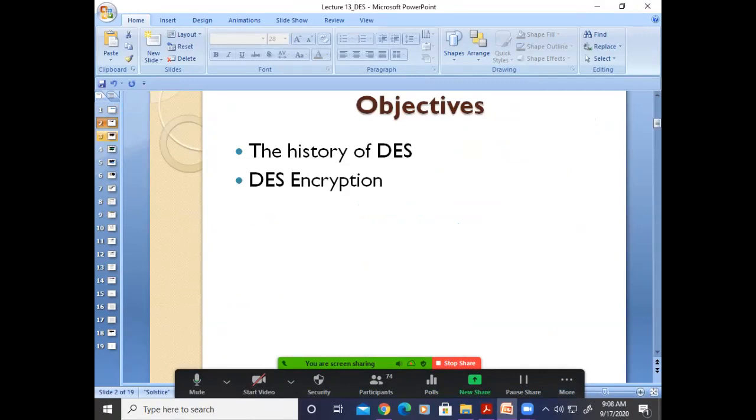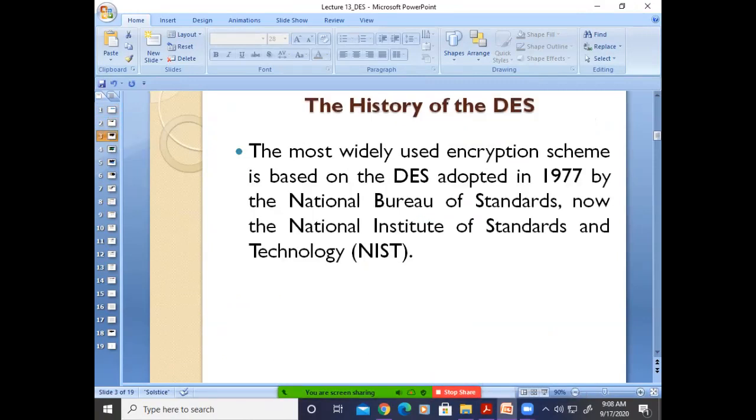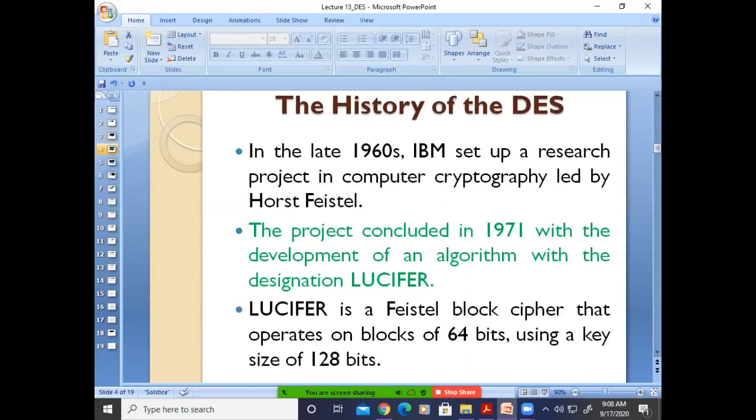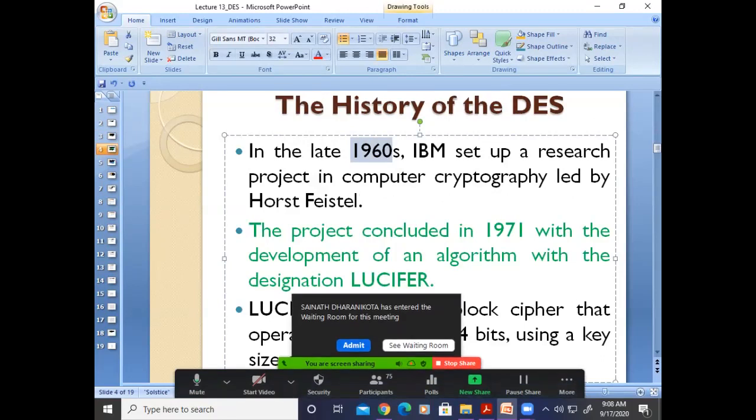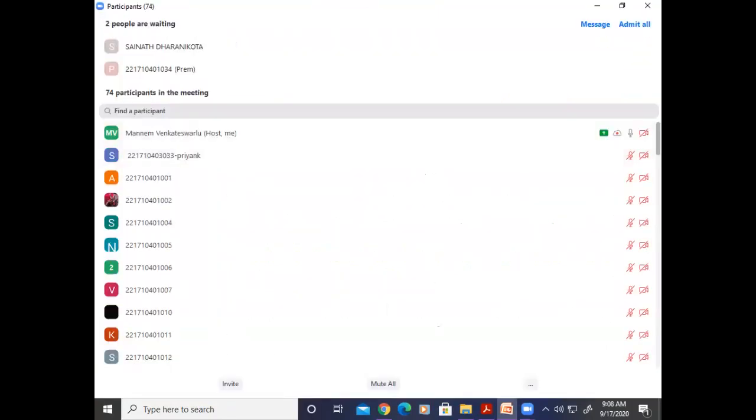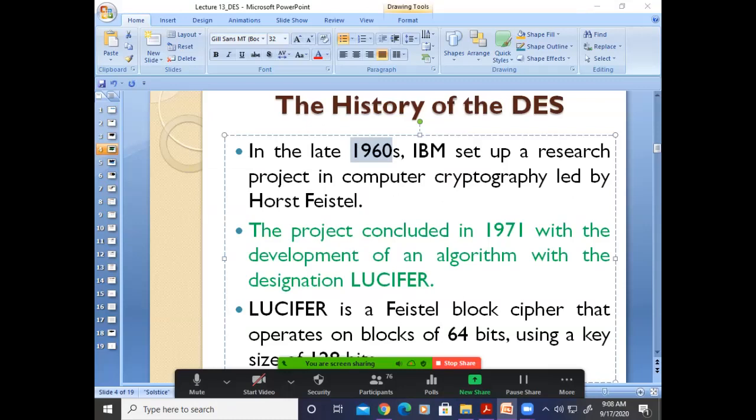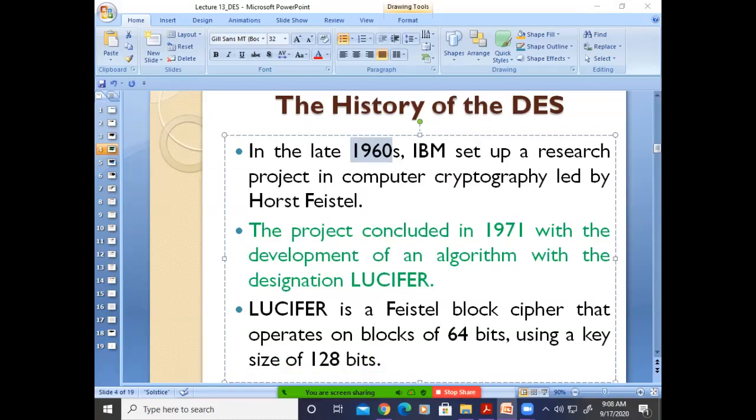So what does history mean? How it was developed. DES is the most widely used encryption scheme, which was adopted in 1977 by NIST, the National Institute of Standards and Technology. Initially in the 1960s, IBM set up a research effort led by Horst Feistel. That's why we call it a Feistel structure.